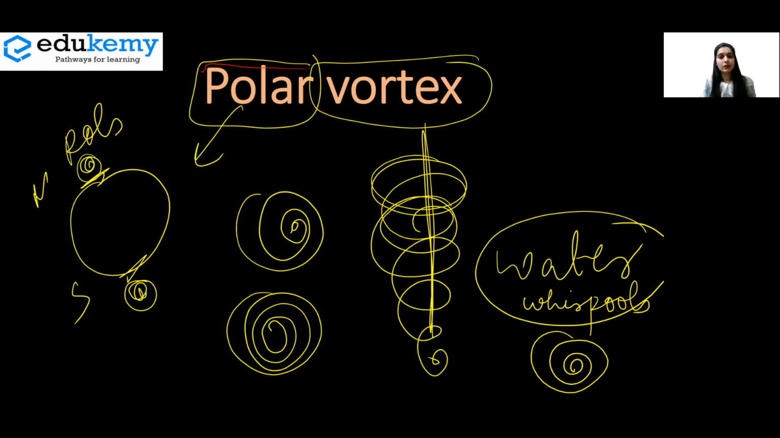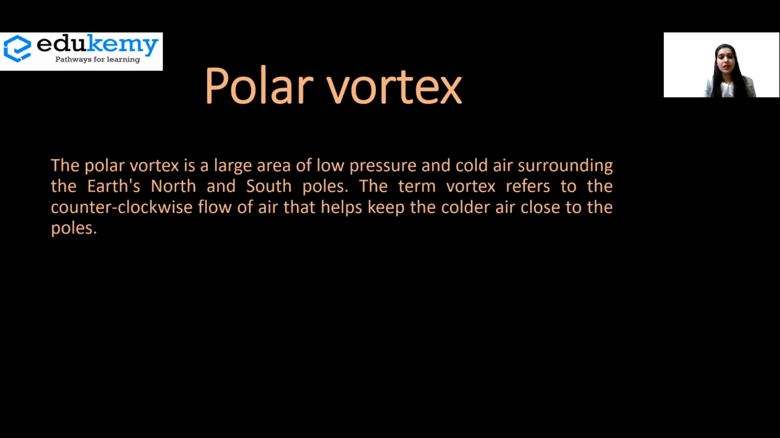So let us understand it with the proper definition. The proper definition of polar vortex is that it is a large area of low pressure and cold air. So first thing we have to understand is that we have certain requirements. One is low pressure and the other is cold air, and it is present at the Earth's north and south poles. So first of all, we will understand this statement. Then we will go to the next one.